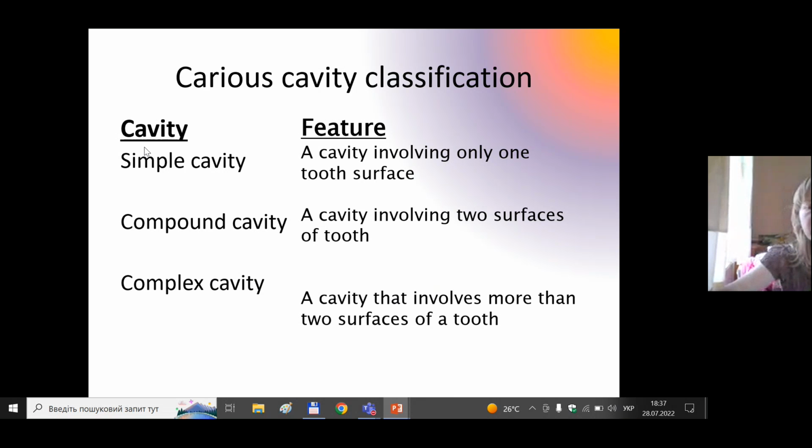On this slide, I propose to your attention the classification of caries cavities according to their complexity. A caries cavity can be simple, compound, or complex. So what are simple cavities? It is a cavity that involves only one tooth surface. A compound cavity is a cavity involving two surfaces of a tooth. A complex cavity is a cavity that involves more than two surfaces of a tooth.